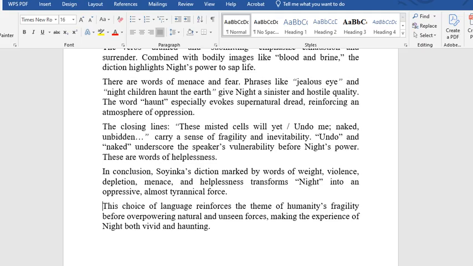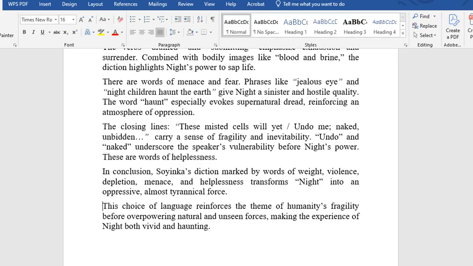The closing lines, "This man-cell will yet undo me naked, unbidden," carry a sense of fragility and inevitability. Undo and naked underscore the speaker's vulnerability before night's power. These are words of helplessness.